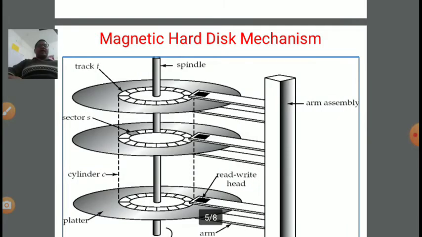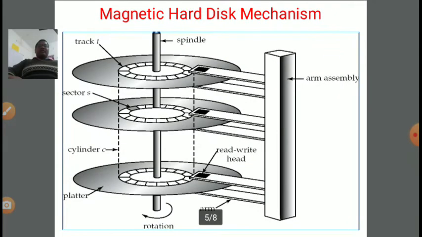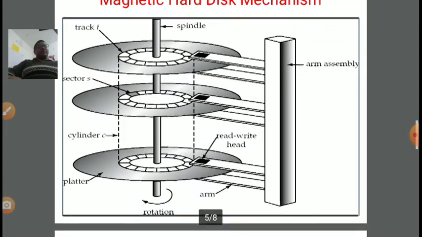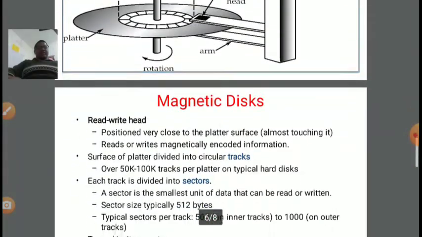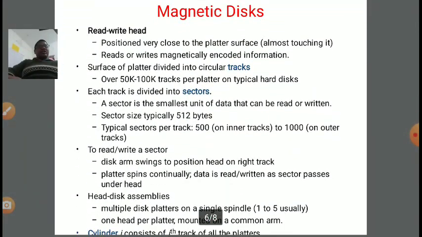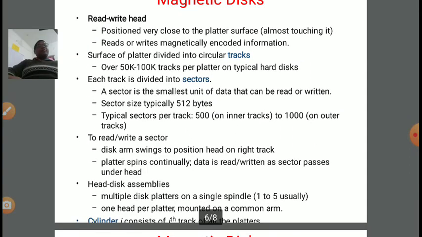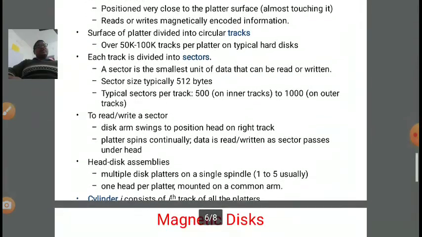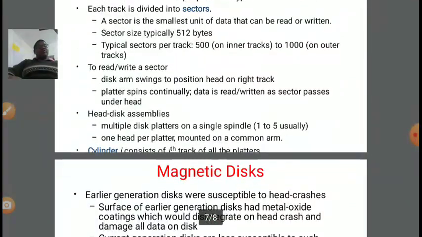Then we discussed the magnetic hard disk mechanism. In that we have the platter. In a platter there are various tracks, and every track contains various sectors. When the disk arm assembly or read and write head is positioned on the correct sector, it will read the corresponding sector data and move further. In this manner the data will be read from all the sectors, track by track. So we discussed the read and write head mechanism, how many tracks are possible on a platter, sectors, and the mechanism applied to read or write a sector. All these we have discussed.